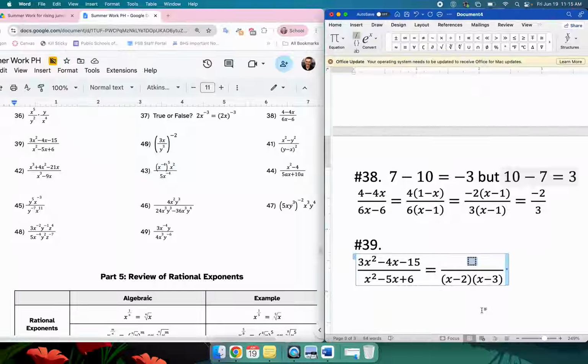The numerator is kind of more annoying to factor. If you want to factor that using a box method or whatever method you like, that's fine. The method that I strongly prefer for factoring quadratics like this, where the lead coefficient isn't 1, is splitting the middle. So I look at 3 times -15, which is -45. Let me just jot this down, -45. And I look at the middle coefficient, which is -4. I'm looking for a pair of numbers which multiply to -45 and which add to -4. Okay, so that's what I'm looking for.